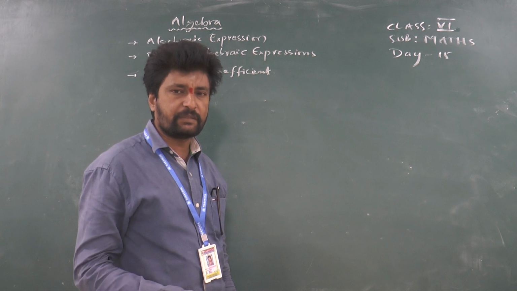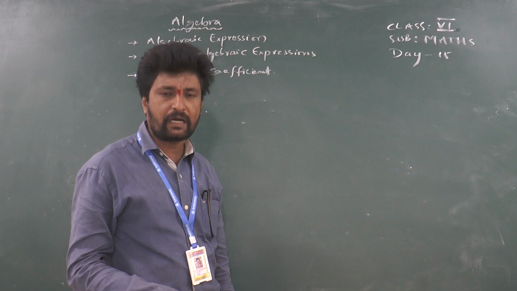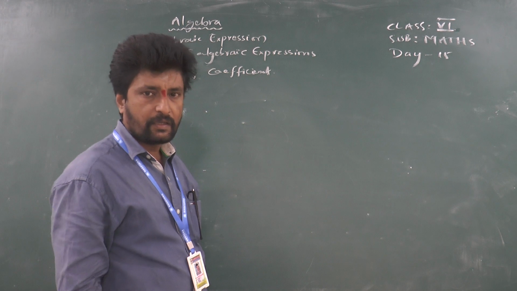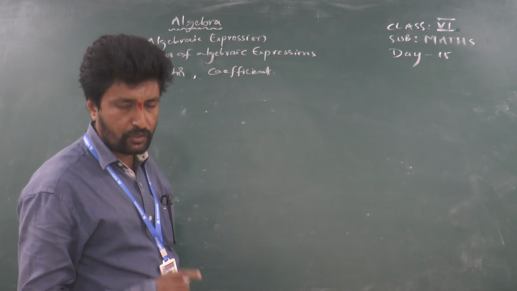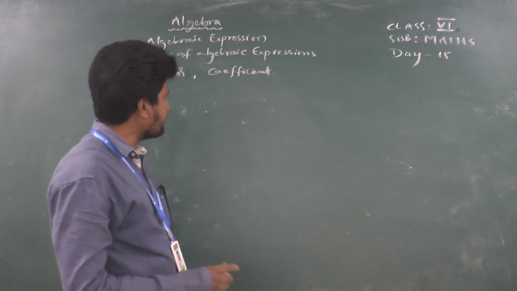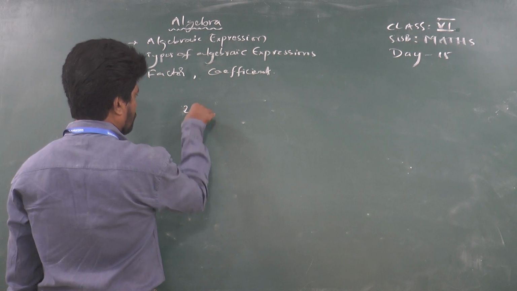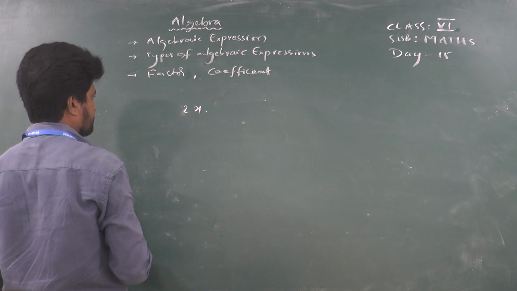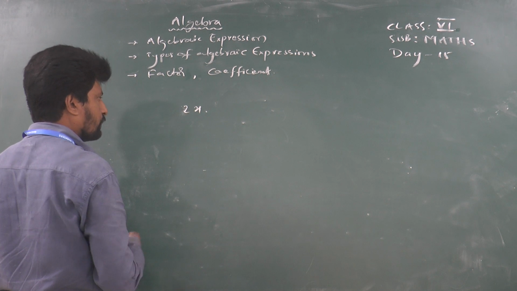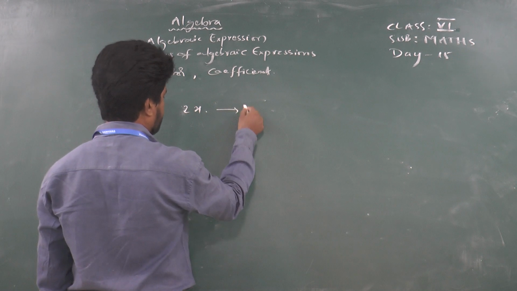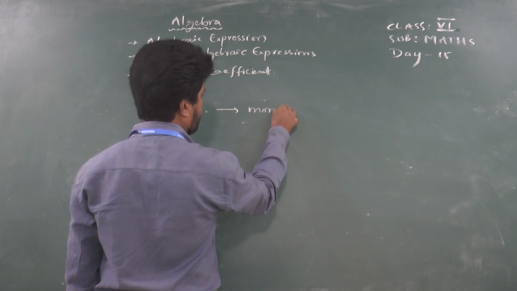And now the types of algebraic expression. An algebraic expression may contain either one term or more than one term. An algebraic expression which consists of only one term, for example, 2x. This is an algebraic expression. It contains only one term. Such type of expressions we call monomial.